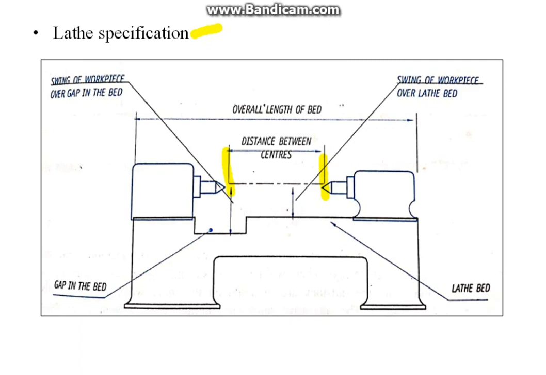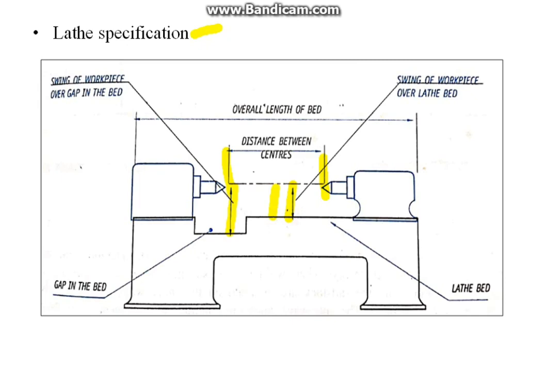Swing is specified at different positions on the lathe. Maximum swing diameter over the carriage. It is the largest diameter of the workpiece which revolves over the saddle. Second one, maximum swing over the bed. It is the largest diameter of the workpiece which revolves over the bed without touching it.